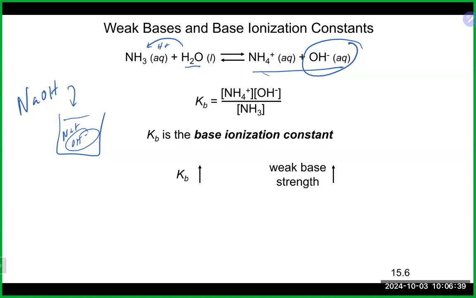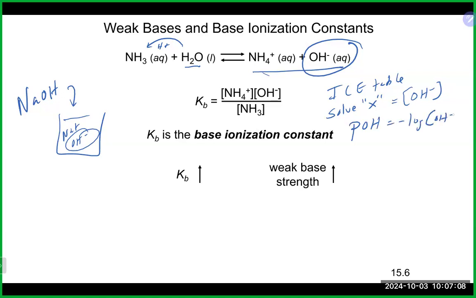We pretty much approach these weak base problems the same way. You're going to do an ice table. The difference here is when you solve for x, you do have to remember that you are dealing with a base, which means x in this case is actually the hydroxide concentration, not the H plus concentration. So that usually will mean that you will be going into the pOH equation first, to get your pOH value, and then you can very simply use that the pH is equal to 14 minus the pOH. So there's that additional step.